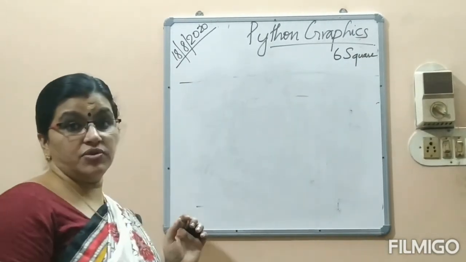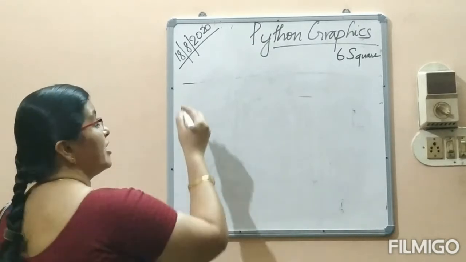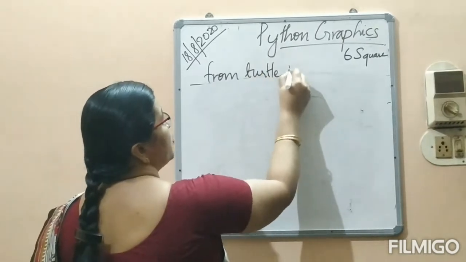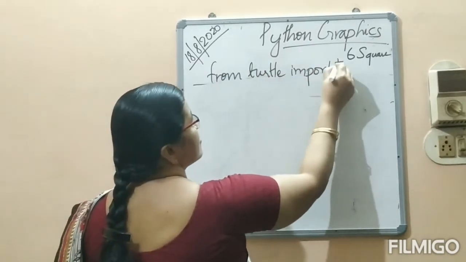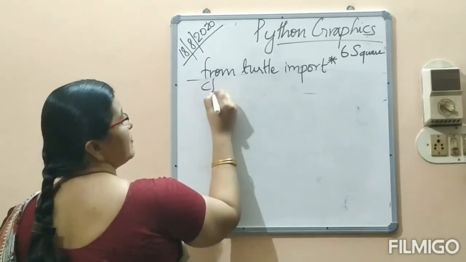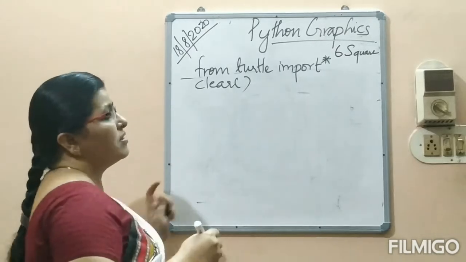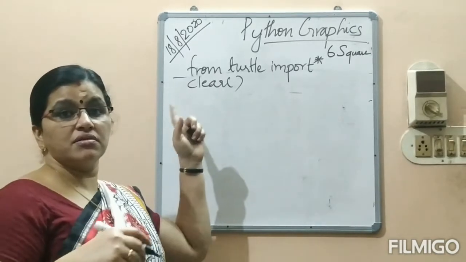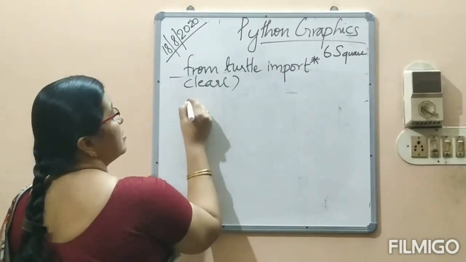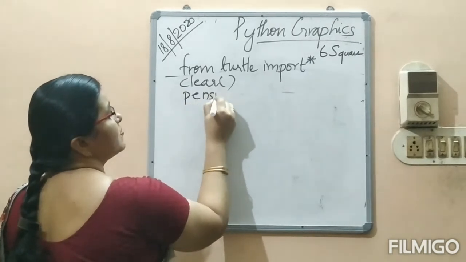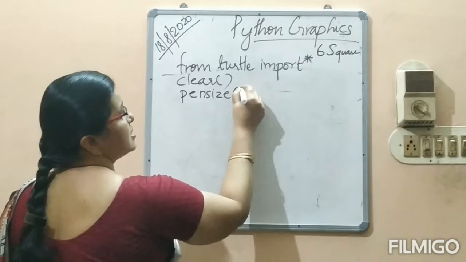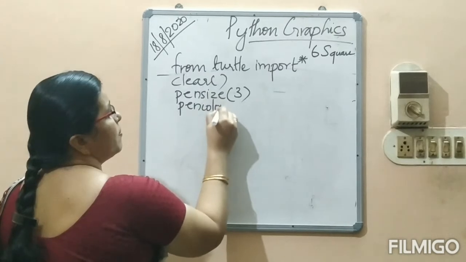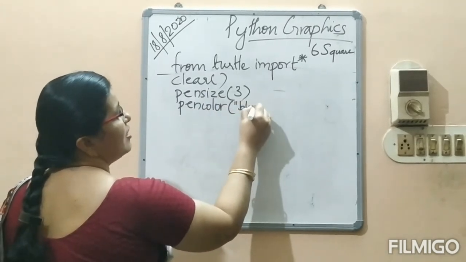6 square pattern. What will be the first command? Again and again I am repeating. From turtle import star. After that, what command is given? Clear. Are you able to see? Clear. Then after that, pen size. Inside the size you can give this. Pen color. Inside the pen color you can give a color.